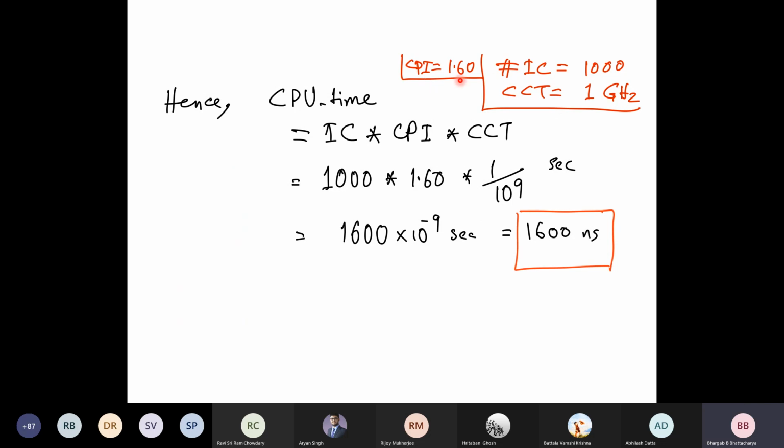Okay, so CPI value we have just computed is 1.60. Number of instructions in the program is 1000. Clock speed is 1 gigahertz. So CPU time is, we know that IC times CPI times CCT. IC is 1000. CPI, average number of clock cycles per instruction for this particular program, is 1.60, times 1 by 1 gigahertz. That means 10 to the power minus 9. Right? So the CPU time is 1600 nanosecond.